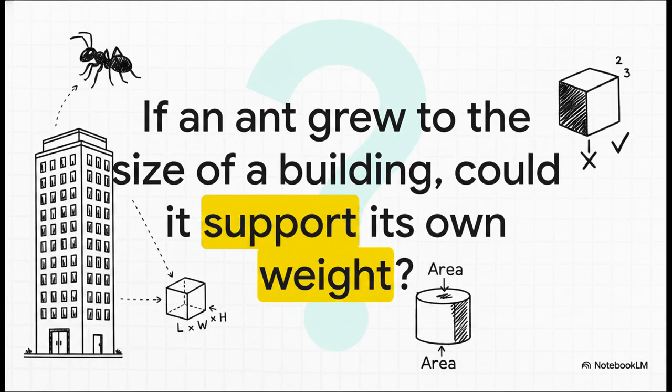Which leads me to one last really cool thought to leave you with. Think about it. When something gets bigger, its volume, and therefore its weight, grows by the cube of the scale factor. But the strength of its legs? That's based on their area, so it only grows by the square. So, what if an ant suddenly grew to be the size of a skyscraper? Could its legs even support its own body? The square-cube law gives us a pretty clear and kind of dramatic answer to that one.